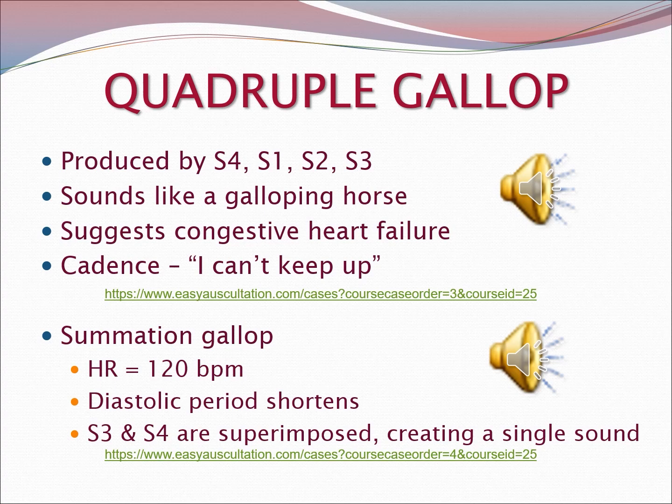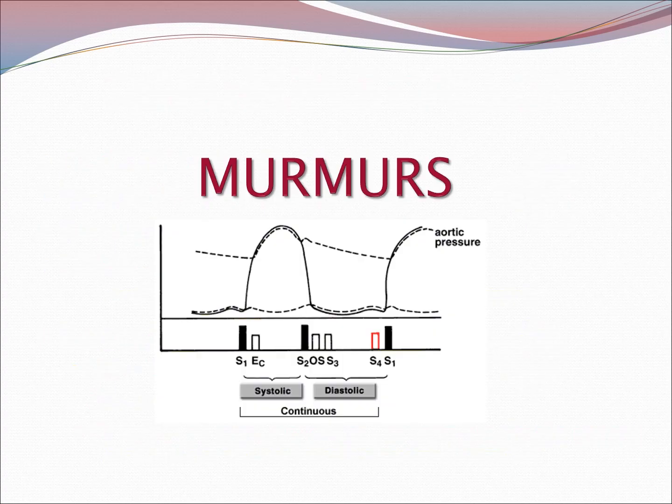So now we'll move on to the murmurs. Cardiac murmurs can be divided into three categories based on where they occur in the cardiac cycle. They can be systolic, diastolic, or continuous.